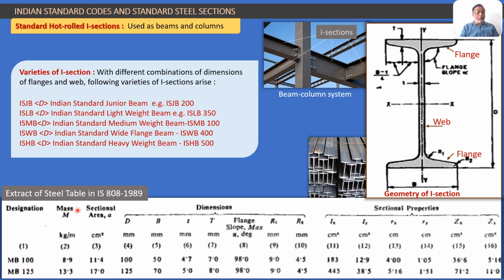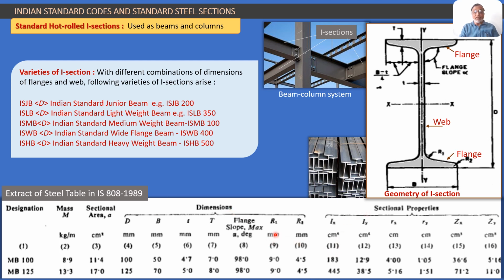The first property is mass, kg per meter. Then sectional area, the cross-sectional area of this I. Then dimensions. You get D, overall depth, B, the breadth of the section, then t, thickness of web, then capital T, the thickness of flange, average thickness of flange. Then there is the slope of that flange, so it is tapered or inclined. Then R1 and R2 are the radii of curvature at this point and the other point. So these are the dimensions.